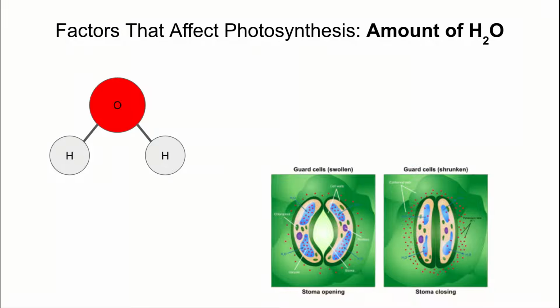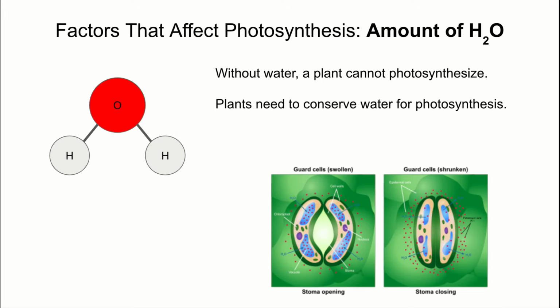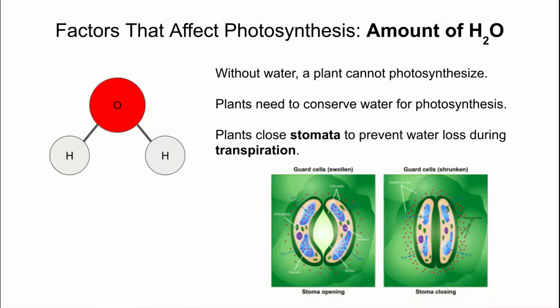Another ingredient that we need for photosynthesis is water. So it's not surprising. Without water, a plant cannot photosynthesize. Plants need to conserve water for photosynthesis. So remember last week you learned about transpiration, how plants are constantly losing water as it evaporates out of their leaves through the stomata. Well, to keep that water inside the leaf for photosynthesis, plants close their stomata to prevent water loss during transpiration. So think about the opposite effect we have here. Plants need to close their stomata to prevent water loss, but they need to open their stomata to let in carbon dioxide.